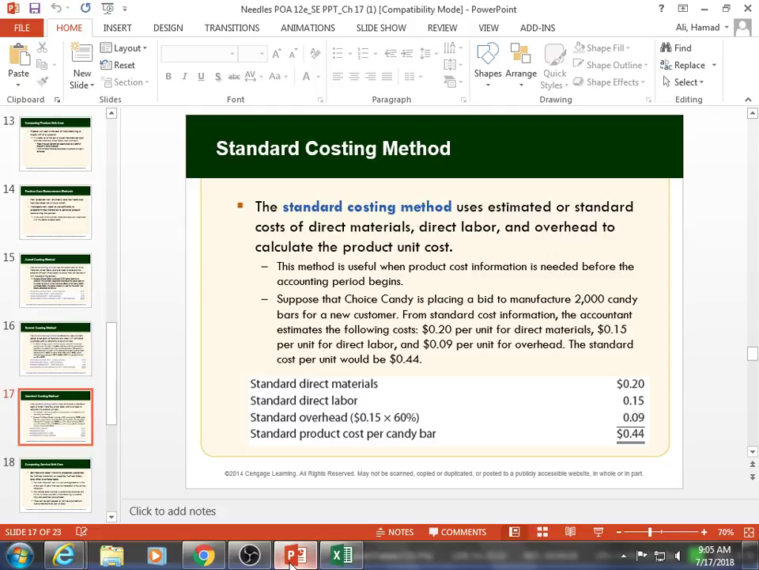So which one of these three do you think is the best one? Standard, normal, or actual? I think it's the normal one. I agree with you. Normal is the best, yeah, because it is more practical. You have to estimate your overhead and do your budget.